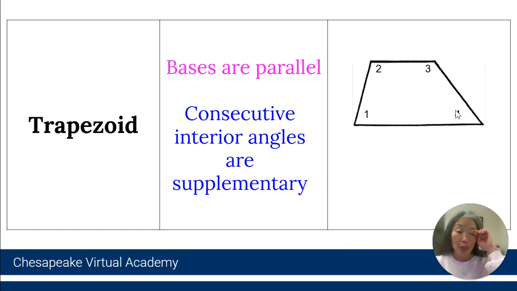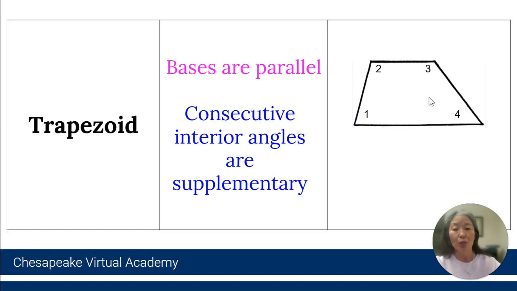Now, the properties of a trapezoid and isosceles trapezoid have nothing to do with the properties of a parallelogram or a rectangle or rhombus or square. These are their own entity. All of these figures are quadrilaterals, but none of the properties of the previous quadrilaterals apply to trapezoids.